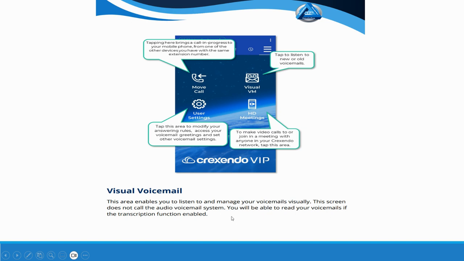Visual voicemail: this area enables you to listen to and manage your voicemails visually. The screen does not call the audio voicemail system. You'll be able to read your voicemails if the transcription function is enabled, which is set on your portal for voicemail to email with transcription enabled.